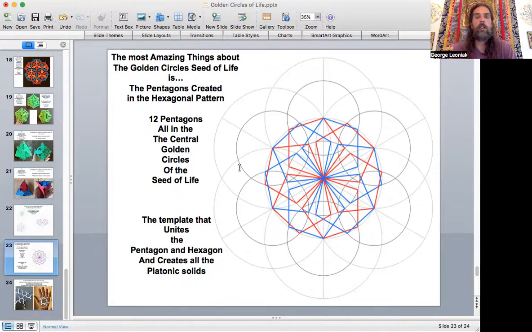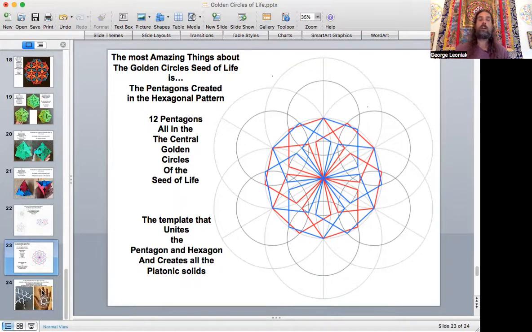So this pattern is the golden circles template. It's beautiful. It creates this pentagon hexagon fusion, and it's the template itself not only that controls these Platonic solids and a gazillion other forms, but also, the template itself is the pattern itself. And those are just a few of the amazing things of this golden circles pattern. And also that it creates a division of the circle into 30 and 60 rays. I have a whole video on that.